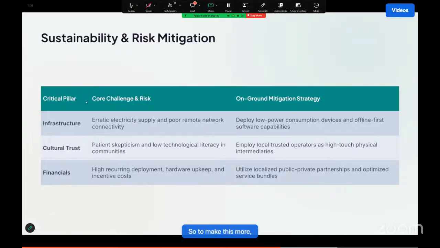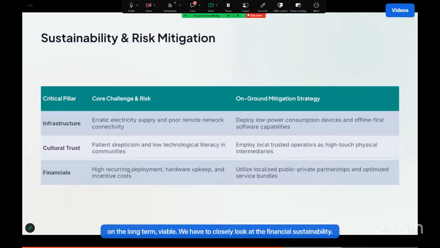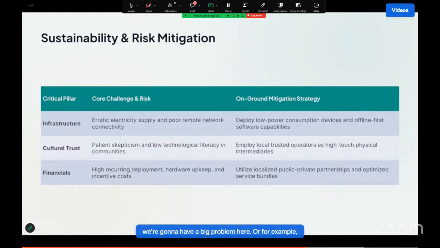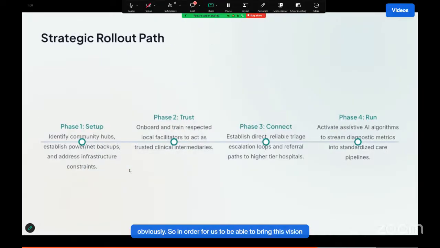To make this more viable in the long term, we have to closely look at the financial sustainability. Of course, an idea of that scale does have some financial responsibilities that we need to take care of. Deployment costs, ongoing upkeep, and workforce incentives must align with realistic utilization. If the community doesn't trust the system, we're going to have a big problem. Or, for example, if the referral linkage to higher medical centers is broken, you're losing, so the investment basically fails. Sustainability requires a balance of local trust and robust financial planning, obviously.